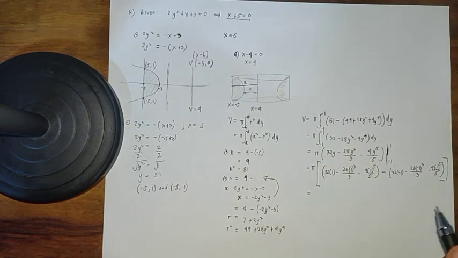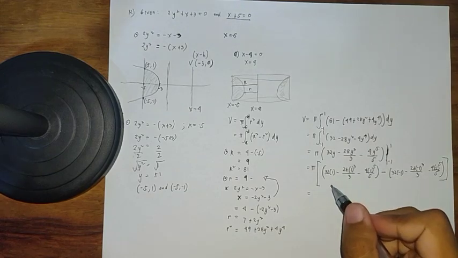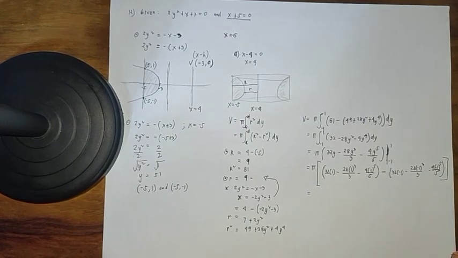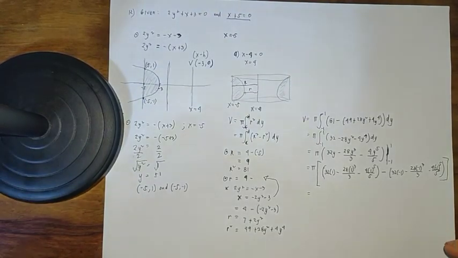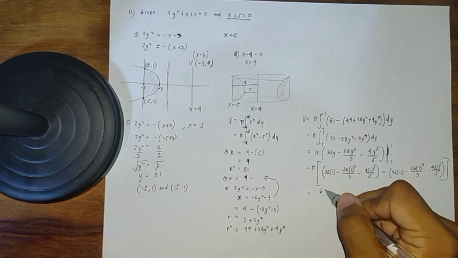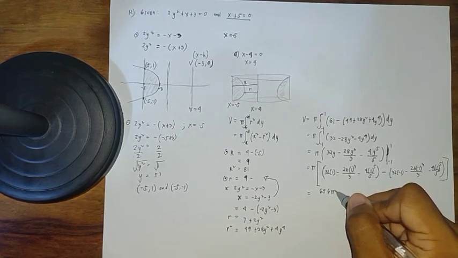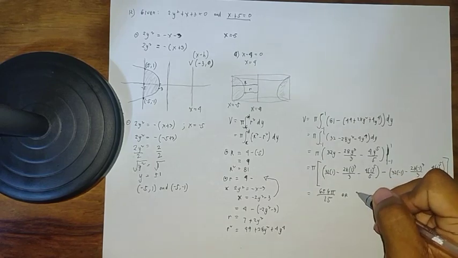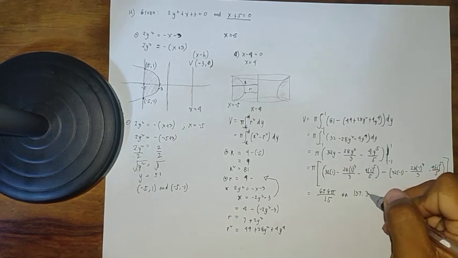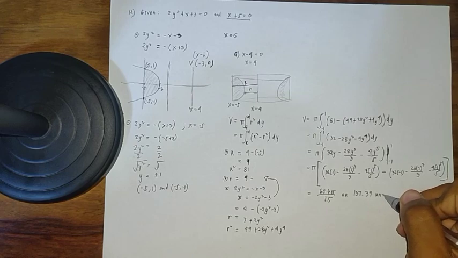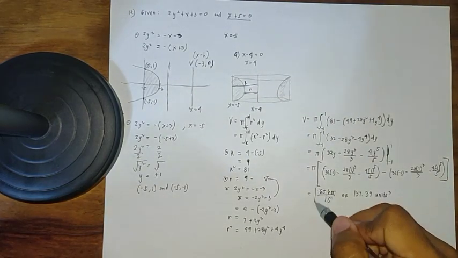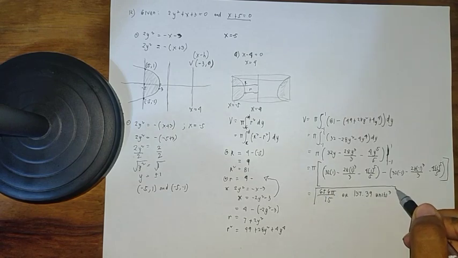So, i-input muna po natin to sa calculator para mas madalian po tayo. So, using our calculator, yung lumabas po na answer natin is 656 pi over 15 or 137.39 units cubed. So, yan po yung answer or sagot natin sa letter A, volume ng letter A.